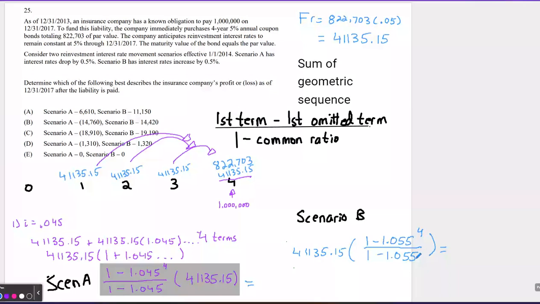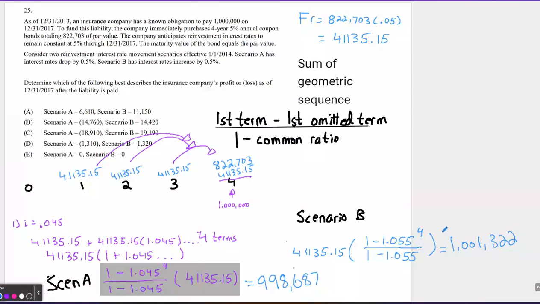And then we want to see what's the difference from that and $1 million. So the first one, if you do the math right, you should get 998,687. And this one should be 1,001,322.